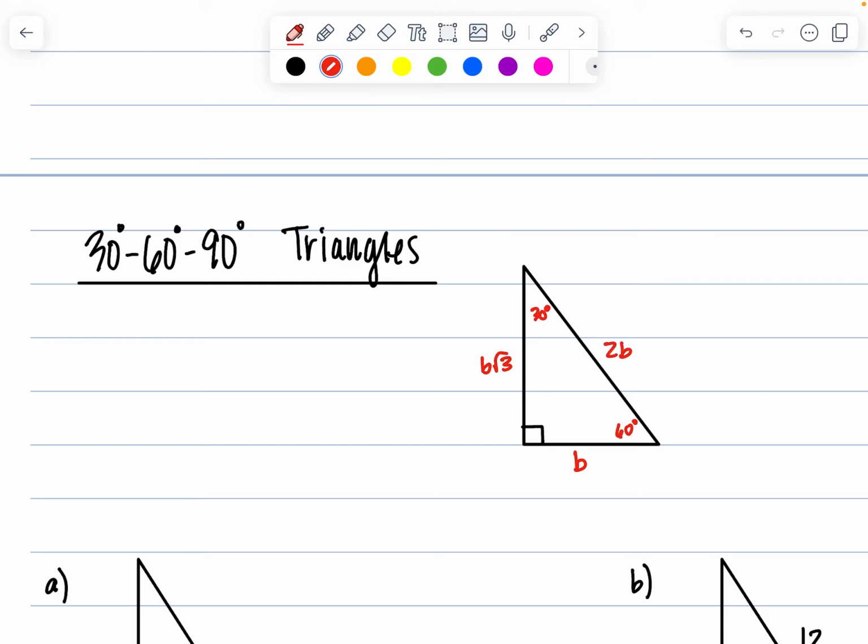What this all means is whatever length B is, this particular side, B root 3, is going to be that number times root 3. And then the hypotenuse is always going to be double the B side. So it always follows the pattern B, B root 3, and 2B, in accordance with the 30, the 60, and the 90 for the angles directly across. That's the relationship, always directly across.